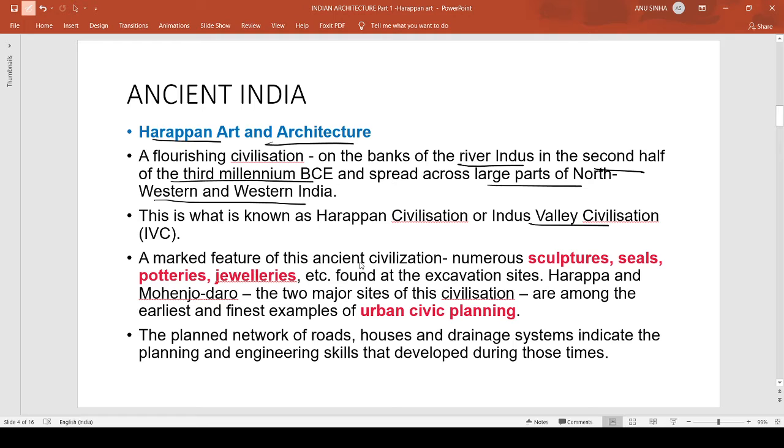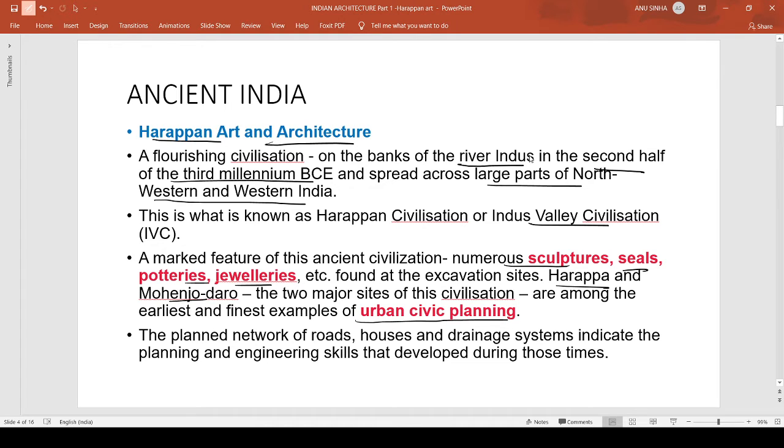A marked feature of this ancient civilization क्या था? Numerous sculptures, seals, potteries, jewelries found at the excavation sites Harappan and Mohenjo-daro. The two major sites of the civilization are among the earliest and the finest examples of urban civic planning.